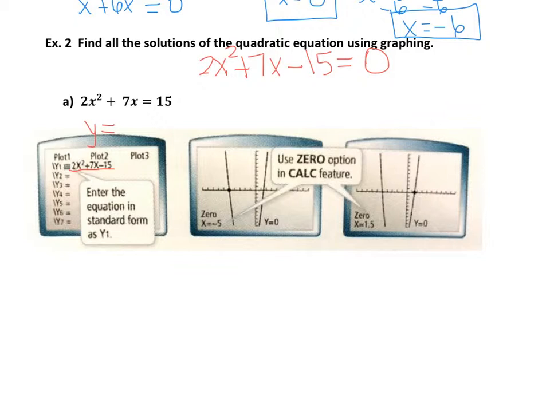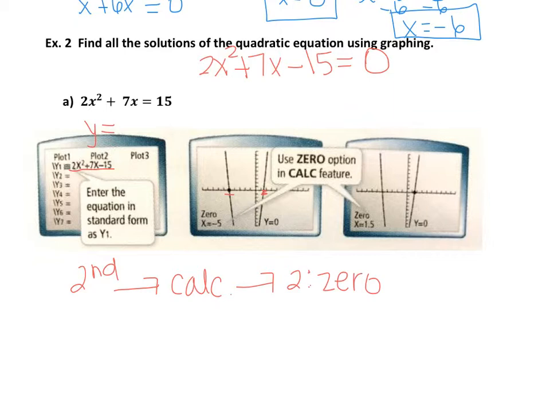and then notice solution is also the same thing as 0. So you're going to follow second, calculate, and then you're going to choose option 2 that says 0. So what you're doing is you're finding the zeros, you're finding the solutions, the 2 places where it crosses the x-axis.